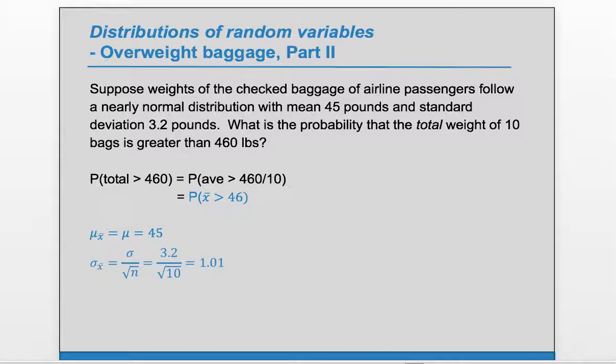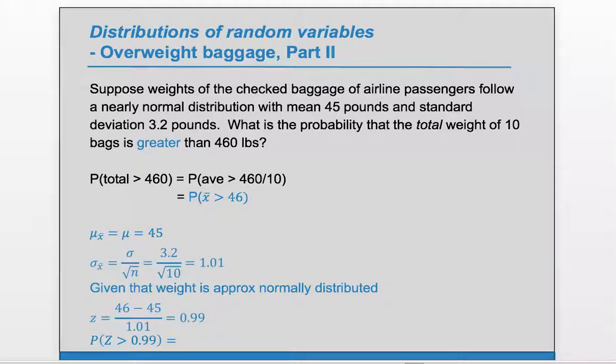Now, before we do normal approximation, we should make sure that it's applicable in this scenario. It's given that the weights follow a nearly normal distribution. So since that's given, we know we're allowed to use normal approximation, even though our sample size is small. So we can find our z-score, which is the value of interest, 46, minus the average, divided by the SD.